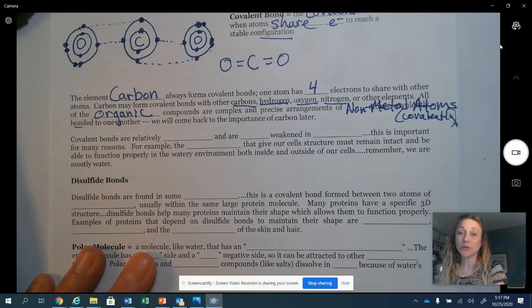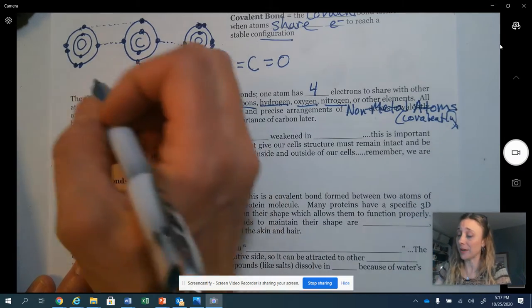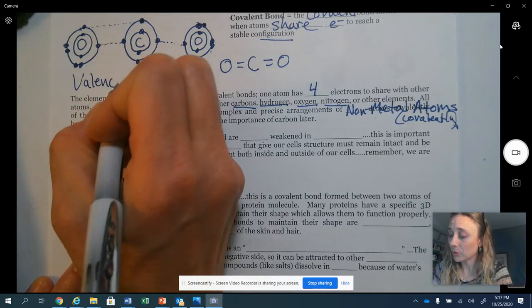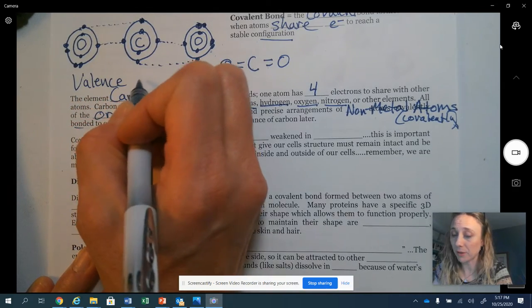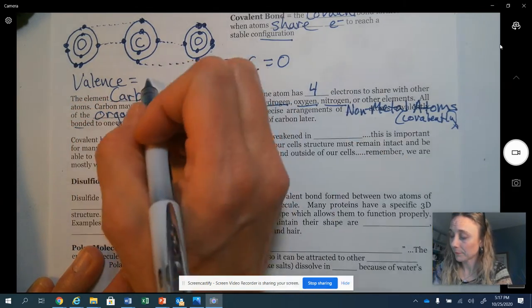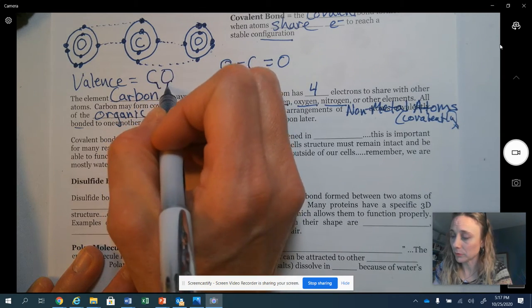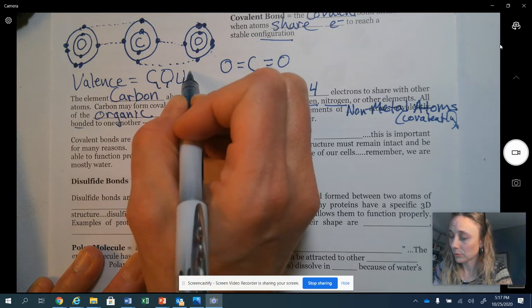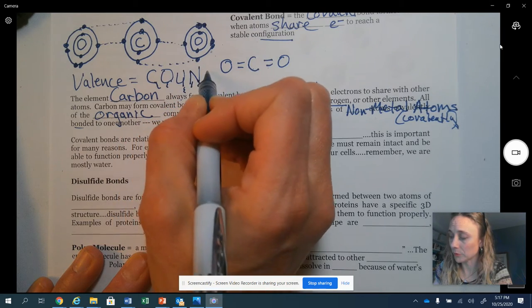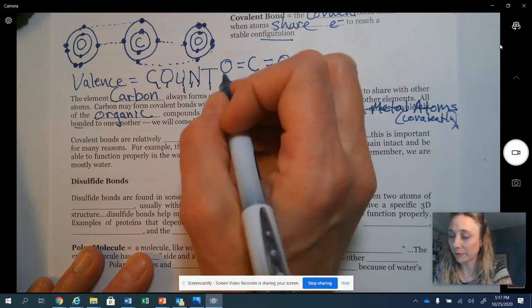All right, remember to find valence shells, valence electrons, you count from the left. Yes, use the count. Yes, he loves it when you use the count. All right, count from the left.